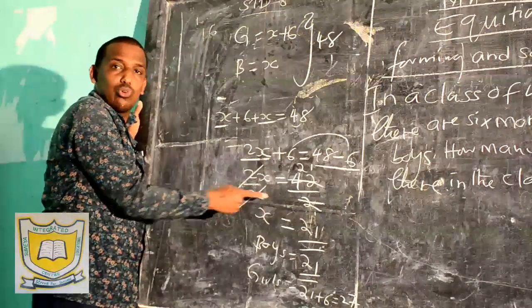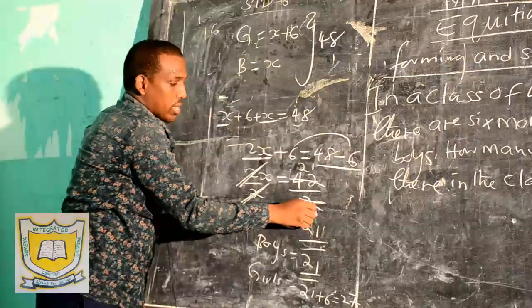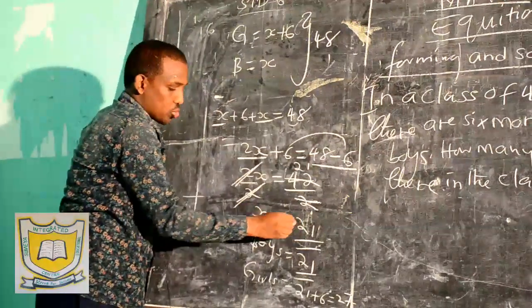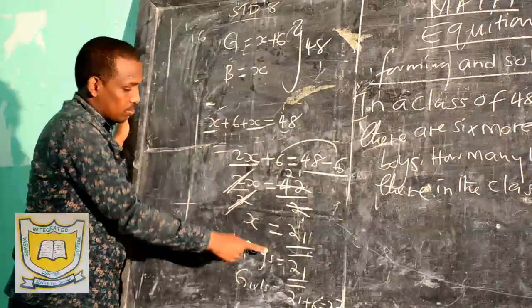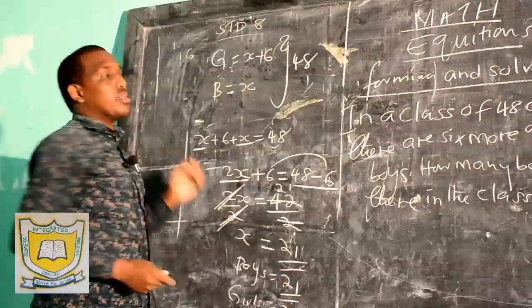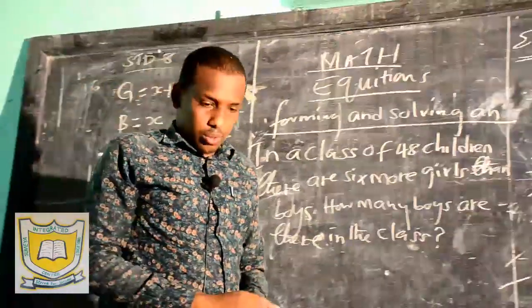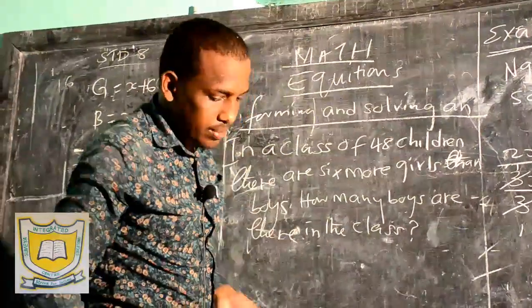So we divide both sides by 2, they cancel one another. X will remain. 42 by 2 is 21. X is equal to 21. They are not asking the value of x. They are asking the boys. Boys are x. Boys, 21. If they had asked the girls, plus 6, 27. That's how we solve that question. Let us also see another question.